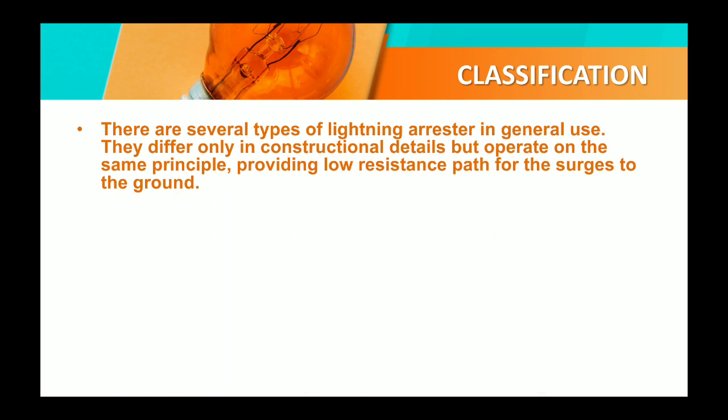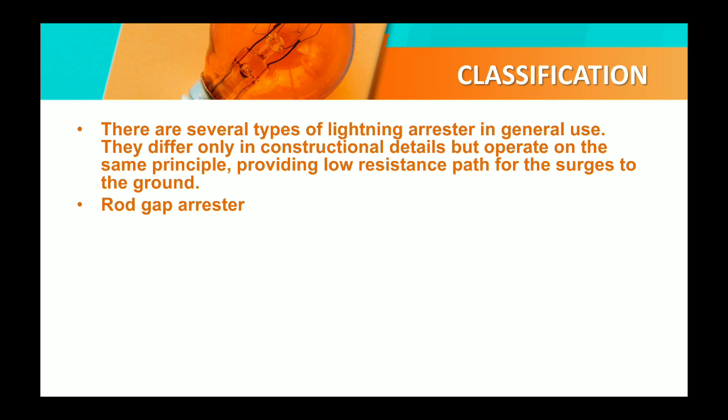Before going to the classification, we have to know that there are several types of lightning arrestor in general use. They differ only in constructional details but operate on the same principle, providing a low resistance path for the surges to the ground.